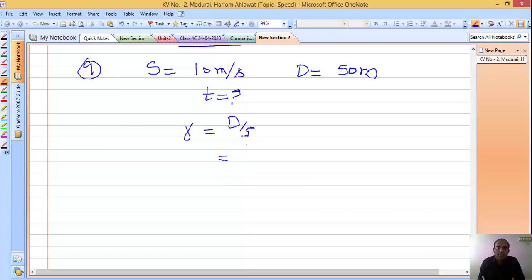What is the distance? 50. What is the speed? 10. 50 divided by 10, so 5 hours? No. Here is second. So this one will be second. So time equals 5 seconds.